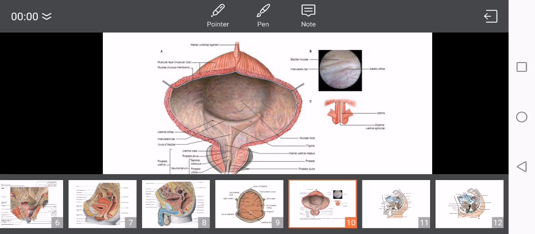Most of the sensory fibers arising in the bladder reach the central nervous system via the pelvic splanchnic nerves, which are S2, 3 and 4. So afferent fibers travel with sympathetic nerves via the hypogastric plexus and enter the first and second lumbar segments of the spinal cord.